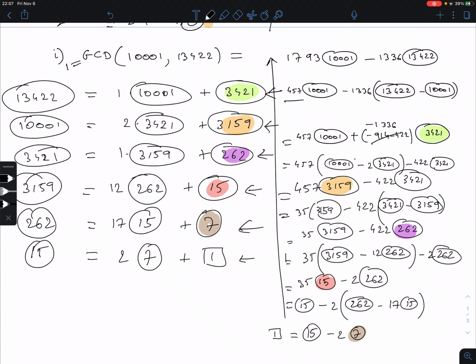The calculator accepts it, and this number is 1793. Yes, of course, I should have seen that. So this is 1793. What is this number? It should be 1792. Is it? 1336 times 13422 gives 1792. It's exactly what it should be. But you see, these numbers get really big.